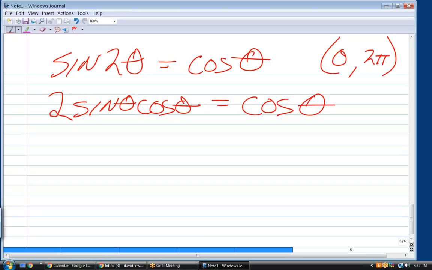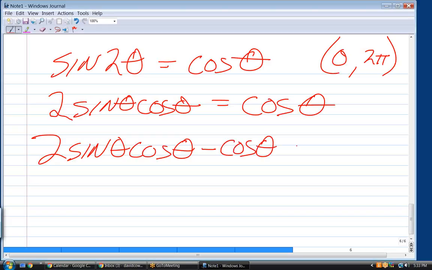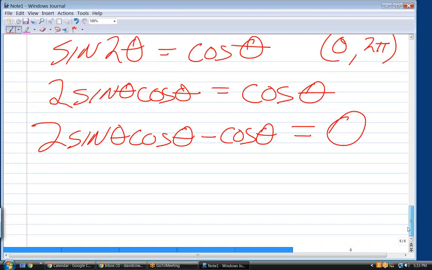At this point, you want to treat it just like a quadratic. Get everything on one side, set the other side equal to 0, factor the left side, and so forth. Same thing you would do if you had an algebraic polynomial that was a quadratic. Okay, so I'm going to bring that cosine theta over to the left side, leaving 0 over there. Now factor out the left side.